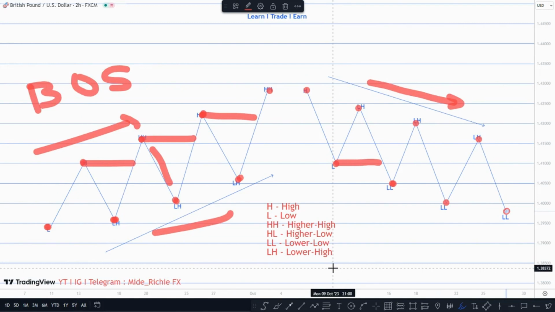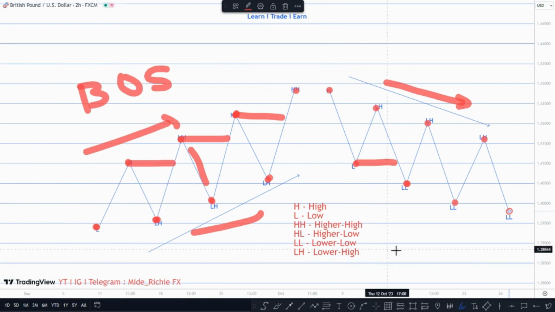Market structure is way more complicated than this, but this is just the surface. This is the basics of market structure, because we have a series of complicated market structures. The advanced market structure is very much more complicated than this, but this one is very much straightforward and simple. So that's basically the basis of market structure.